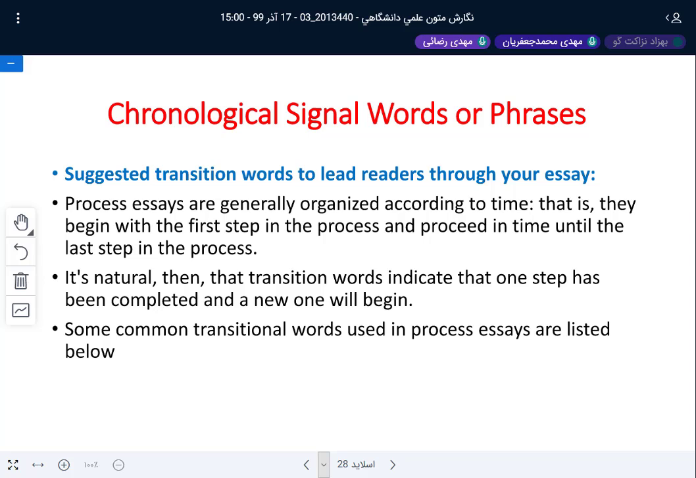Yes. As chronological signal words or phrases. Suggested transition words to lead readers through your essay. Process essays are generally organized according to time. That is, they begin with the first step in the process and proceed in time until the last step in the process. It's natural, then, that transition words indicate that one step has been completed and a new one will begin. Some common transitional words used in process essays are listed below.